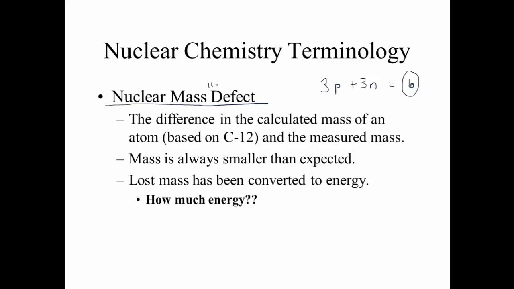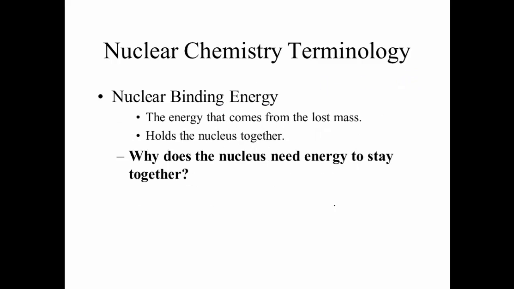So that's what the defect or deficit is. The mass is smaller than what we predicted. And the main idea here is that that lost mass has been converted into energy. So how much energy? The amount of energy that's produced is called the nuclear binding energy. And again, it's literally the binding energy. It's the energy needed to hold the nucleus together, and it came from the lost mass. The amount of energy produced equals E equals mc squared.